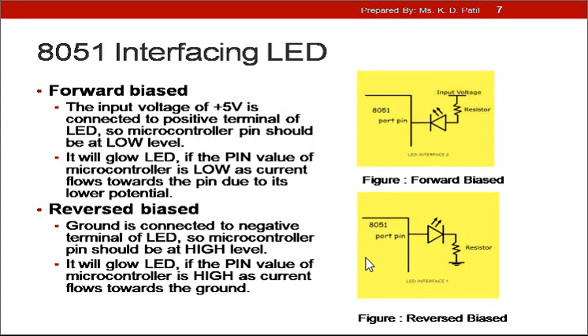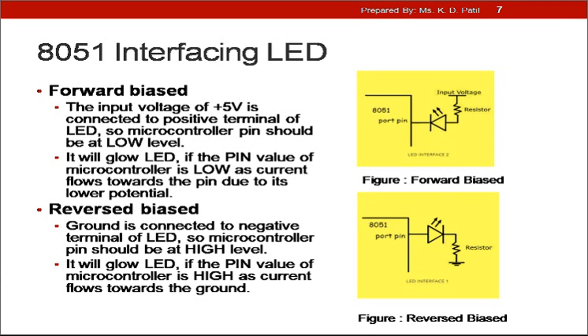Let us see the reverse bias. In the reverse bias, this is my positive terminal and this is the negative terminal. So from the positive terminal, current will flow as the negative terminal is connected to the ground. So this 8051 port pin should have a high value. Then only the LED will glow. So the LED will glow only when this 8051 port pin is high and it will send a current from this port pin to the ground level. Okay, so these are the two methods, the way we can interface an LED with the 8051 microcontroller.